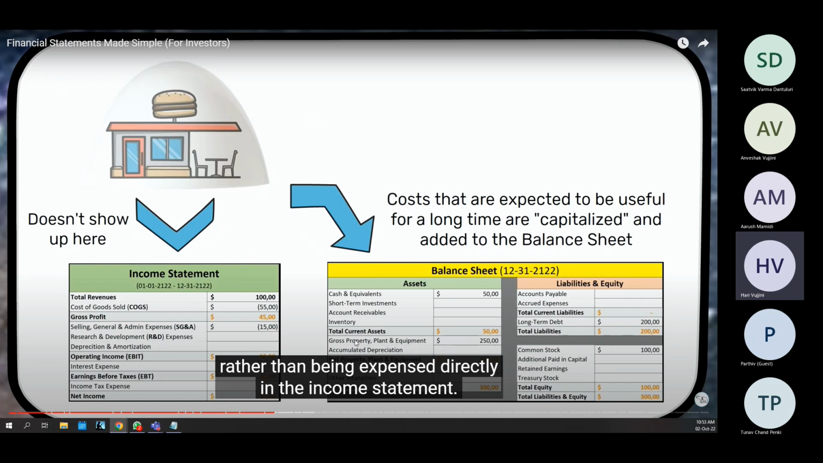This property or the factory that any business builds, or the plant or equipment they purchase, everything has a lifetime. It may have a 10 year, 5 year, or 15 year lifetime.